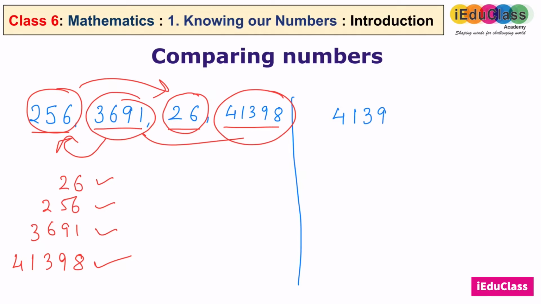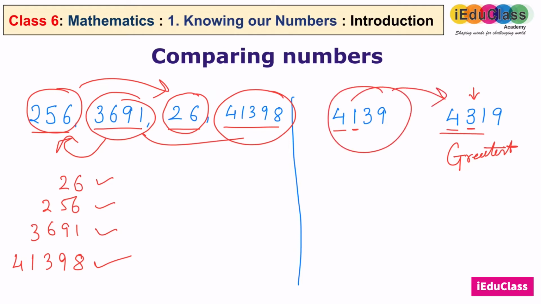In another manner, for example, let me write the numbers 4139 and 4319. Both are 4-digit numbers. So if the number of digits is the same, what are we going to see? We are going to see each and every digit from the first place. 4 is the same, then the second digit here is 1, here the second digit is 3. So this one is greater, right? So this one is smaller and this one is greater.